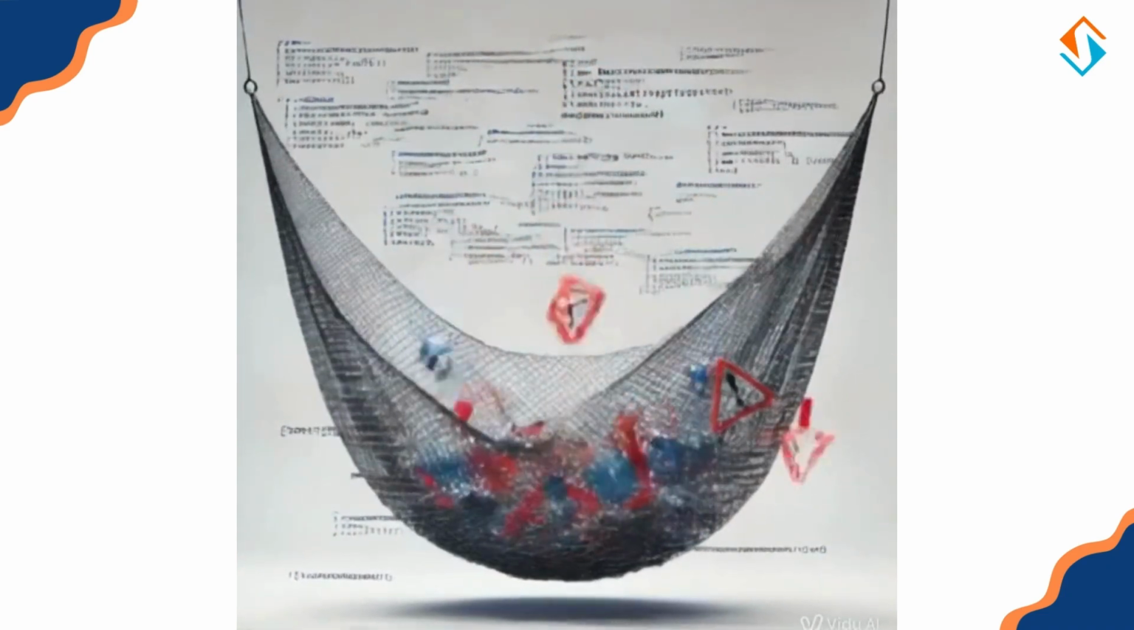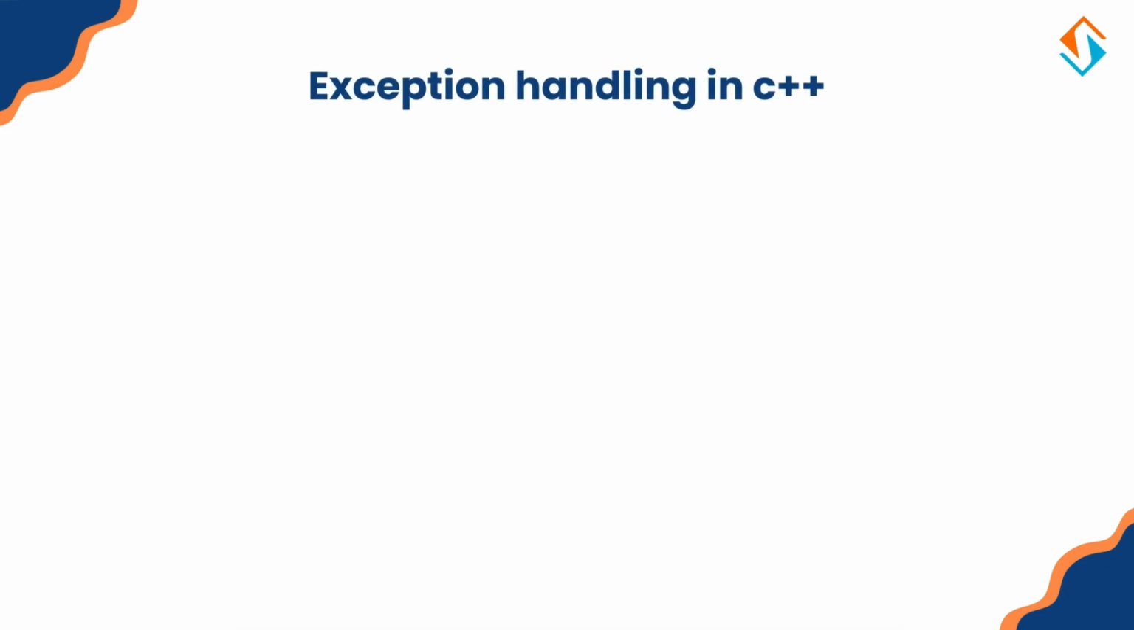Let's break it down step by step. Exception handling in C++ revolves around 3 keywords. First, try. This is where you put the code that might cause an error. Second, throw. If something goes wrong, you throw an exception. It's like saying, hey, I found a problem. Third, catch. This is where you handle the problem. It's like saying, don't worry, I've got this.